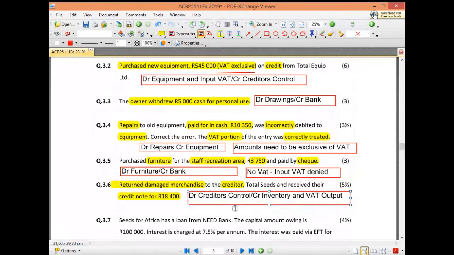Because your creditors control would be inclusive of VAT. To balance the credit side, you would add the VAT that side because the inventory would have been exclusive of VAT. That's also how you can think about it if you're unsure.